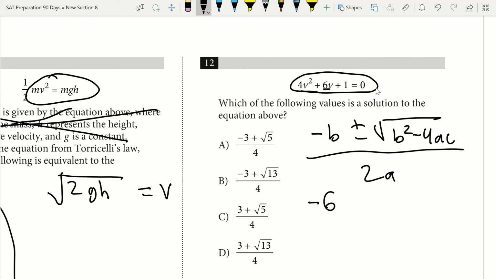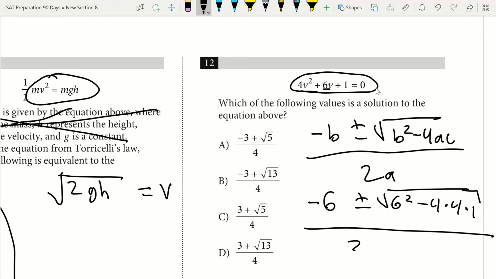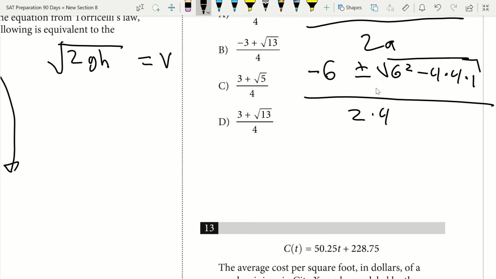So I'm going to have negative 6 plus or minus the square root of b squared. So that's going to be 6 squared minus 4 times a, which is 4, times c, which is 1. And that's going to be all over 2 times a. I know that that's 2 times 4. All right, so now I just go through and I simplify. So negative 6 over 8, because 2 times 4 is 8. That's going to give me negative 3 over 4.